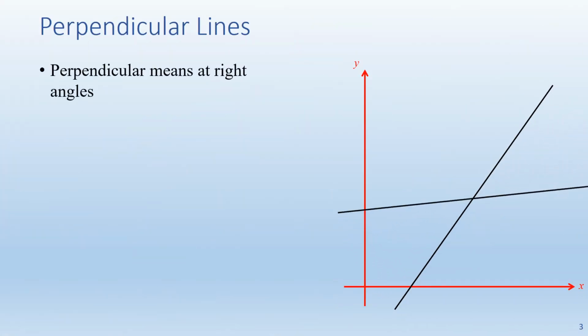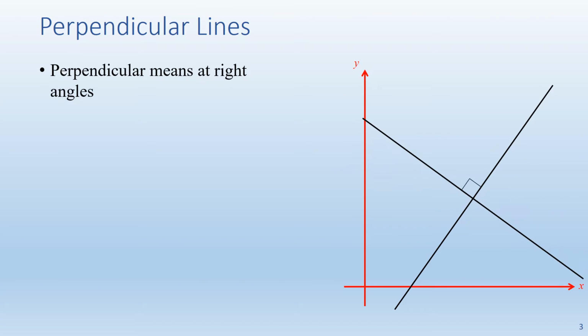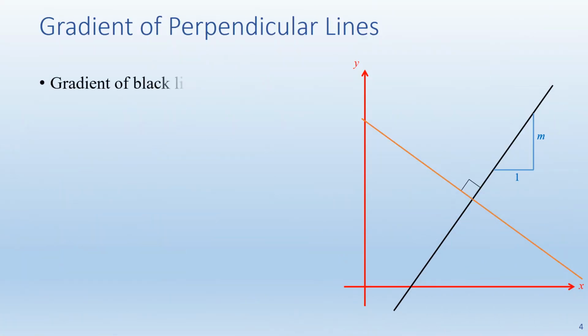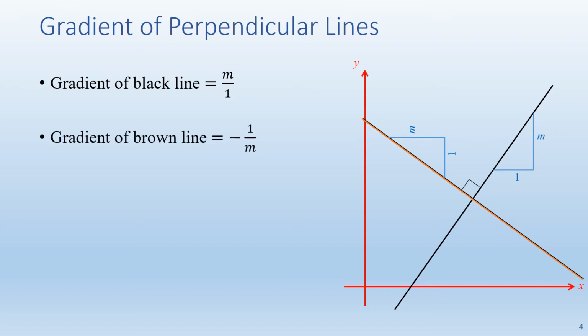Perpendicular lines, on the other hand, are at right angles to one another. We use the square symbol to indicate that they're perpendicular. The gradient of the black line is m. The rise is m and the run is 1. When we rotate it through 90 degrees, the rise and the run swap places, and it's leaning in the opposite direction. It's a negative gradient now, so the gradient of that brown line then is negative 1 over m.